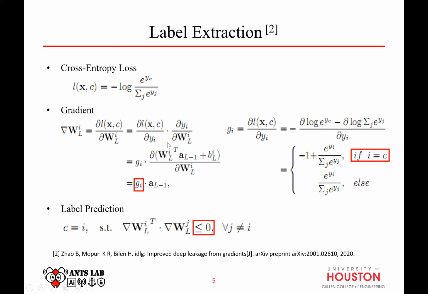And the gradient can be divided into 2 parts. The g_i is the gradient with respect to each of the outputs. And if the activation, for example, is sigmoid, we can see that if the label is the real label, this part of the gradient is always negative. So we can use this method to identify the real label information.